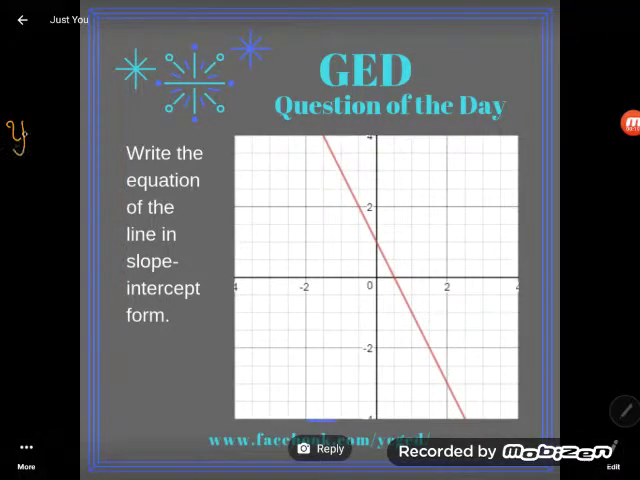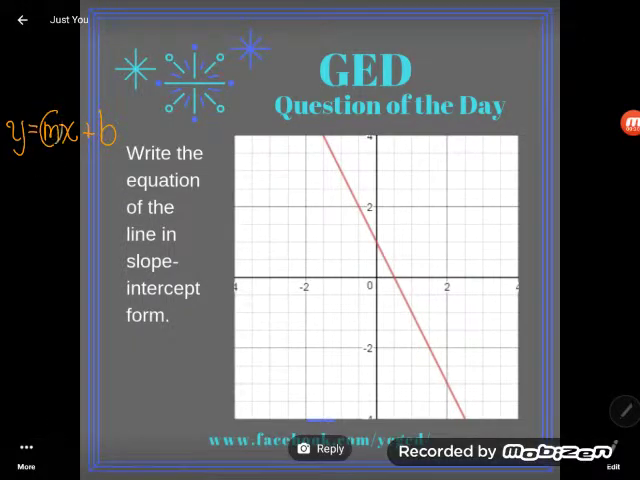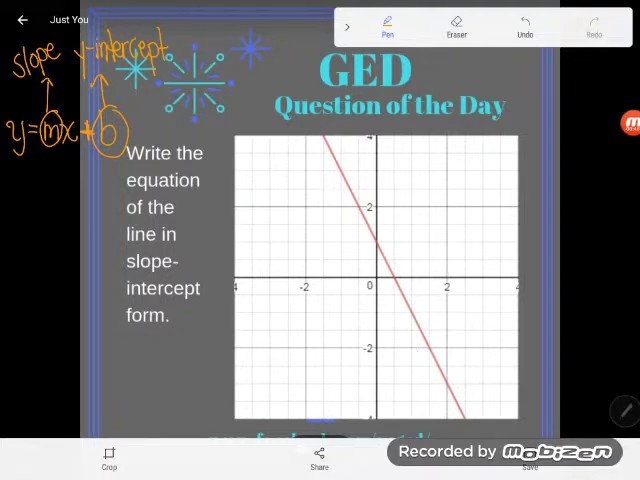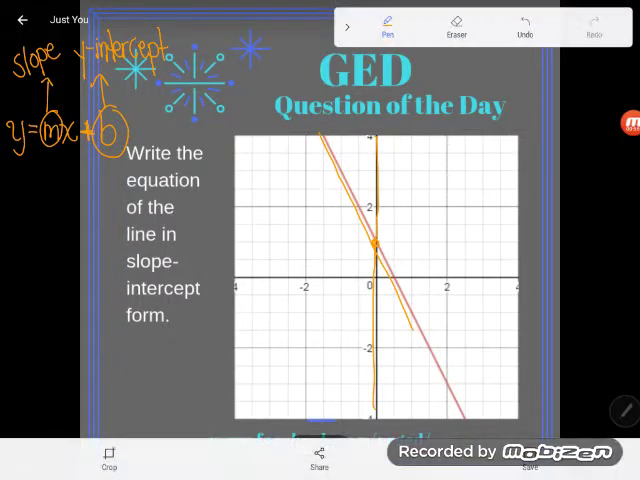Now we've been talking about this a lot, but on your GED formula sheet there is the equation of a line in slope-intercept form. It says y equals mx plus b. How do I turn this from a generic equation into a specific line? Well, I replace the m with the slope of my line. The m is the slope, how steep my line is, and I replace the b with the y-intercept of my line. B stands for the y-intercept, where my line crosses the y-axis, where my line intersects the y-axis. That is the y-intercept.